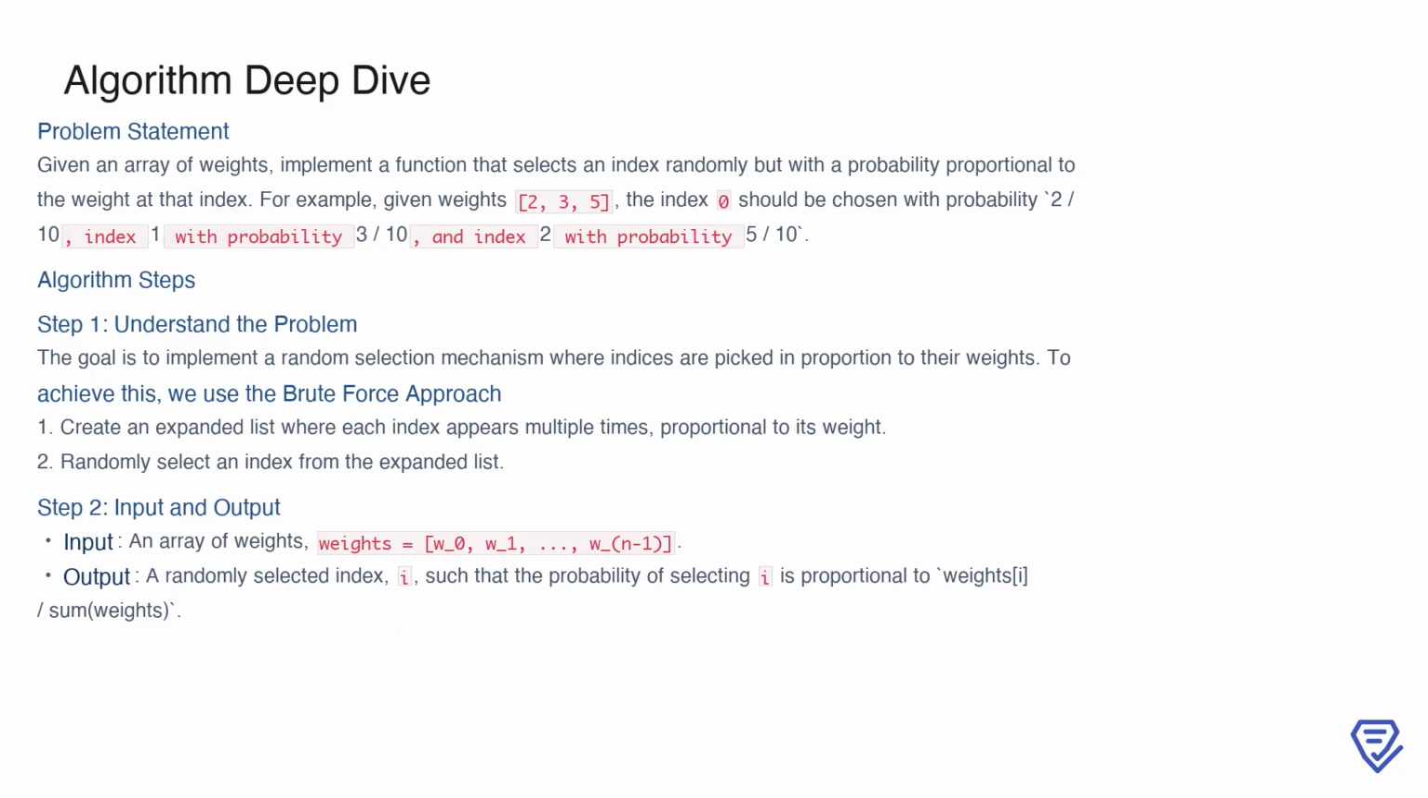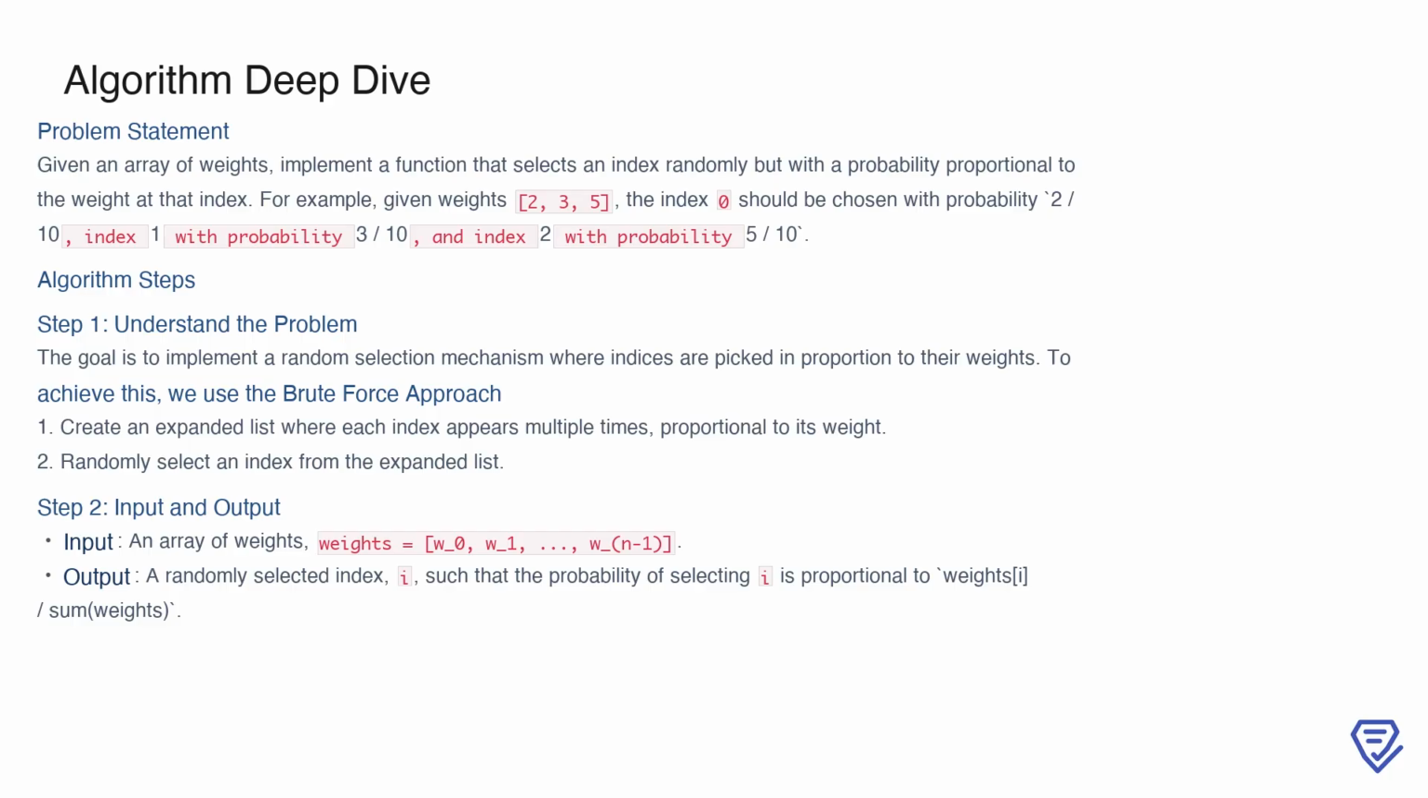The problem we're solving here involves selecting an index from a list of weights, such that the probability of choosing a specific index is proportional to its weight. For instance, if the weights are 2, 3, 5, the total weight is 10. Index 0 should then be chosen with a probability of 2/10, index 1 with 3/10, and index 2 with 5/10.